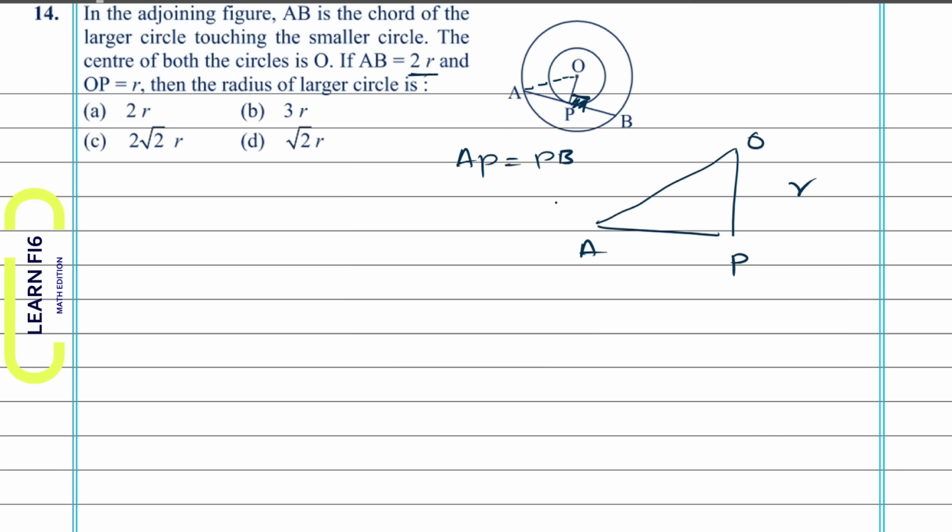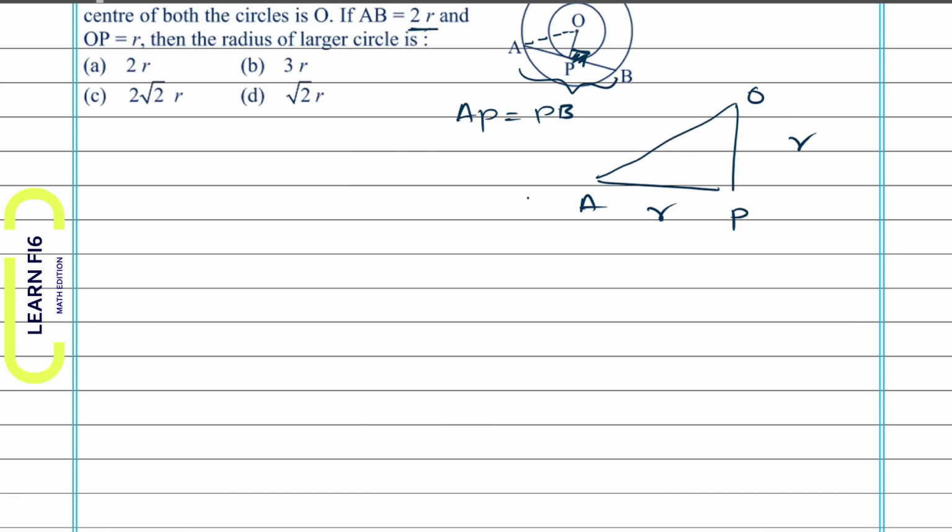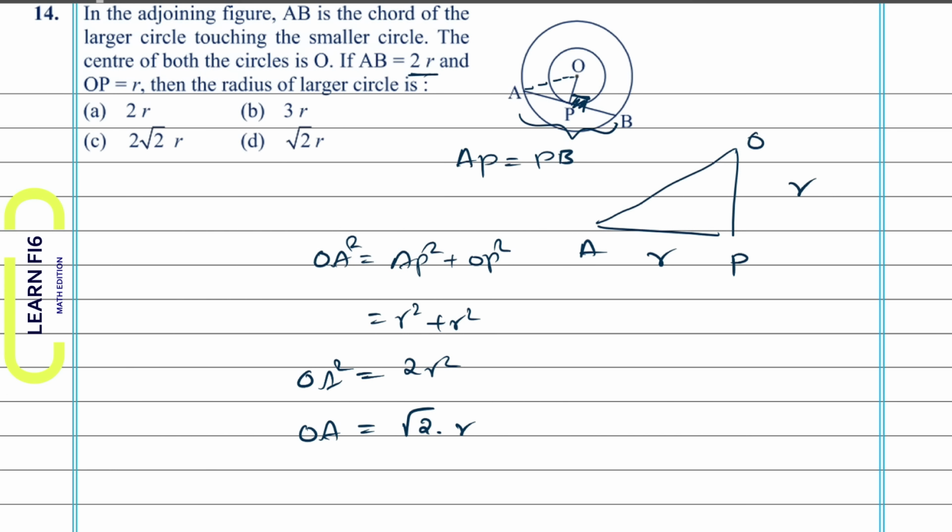If the entire length AB is 2R, then one part AP will be equal to half of it, that is R. Now we can use the Pythagoras theorem to find the value of OA. So OA square is equal to AP square plus OP square. So we will get R square plus R square, so we will end up with 2R square. This is OA square value, but we need only the value of OA, so you can take square root on both sides. You will end up with root 2 times R. This is the radius of the bigger circle. OA is nothing but the radius of the bigger circle.